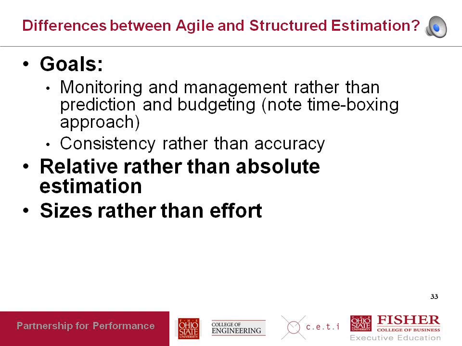Okay, so the whole idea is you work for a fixed period of time, you get a sense of what you can do there, and use that sense to estimate how much you can do in the next iteration, and so on and so on. And the idea is to get consistency rather than accuracy. So the units don't matter. The units don't have to be in hours, minutes, days, whatever. They are in something known as story points. And the idea is you want to do a consistent number of story points in each iteration.